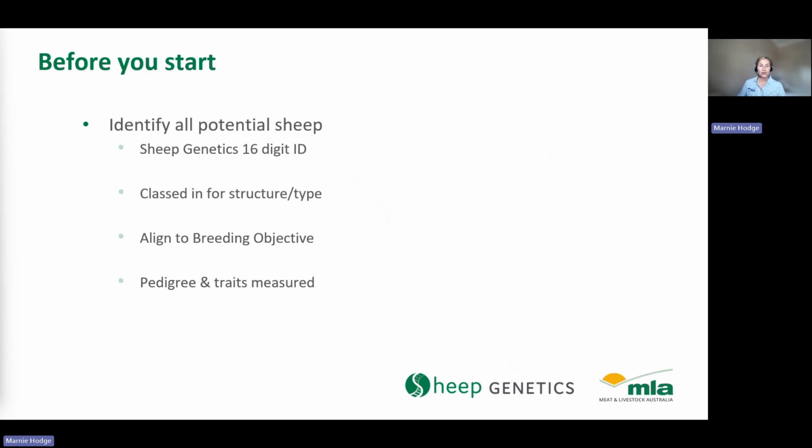So also make sure that you're obviously classing in your sheep based on structural suitability, conformation and type. There's no point joining from something that can't eat, walk or reproduce. We need to also make sure that the potential sheep that you're inputting into MateCell align with your breeding objective. And also make sure that they have pedigree as much as possible, ideally, and make sure that they've got some trait measurements, like I said.